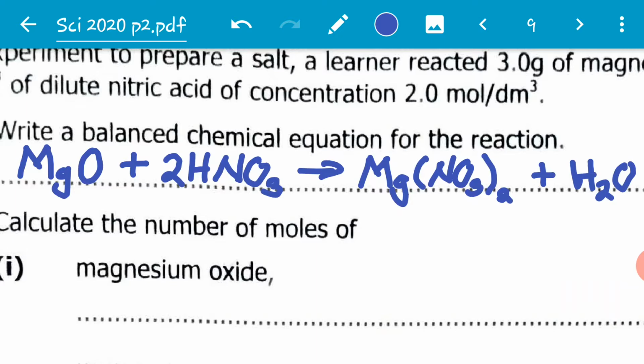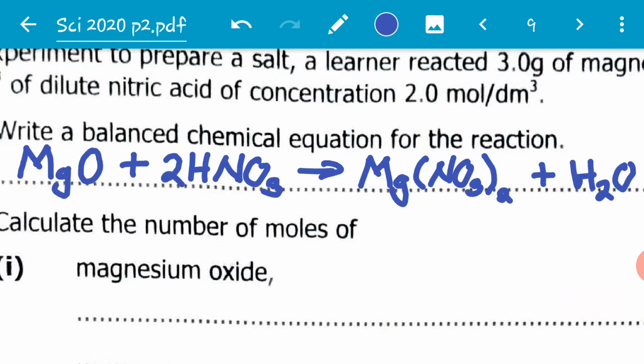We move on to hydrogen. On the reactant side, we have 2, and the 2 is coming from the 2 in front of the nitric acid. Also on the product side, we have hydrogen in the water, and it is 2. So 2 hydrogens on the reactants, 2 hydrogens on the products. We go to oxygen. The magnesium oxide has 1 oxygen. The nitric acid has 3, times the 2 in front, gives us 6. So 6 plus 1 gives us 7.